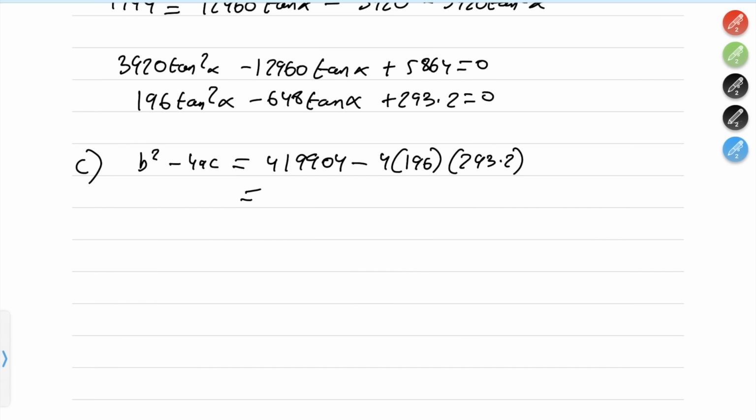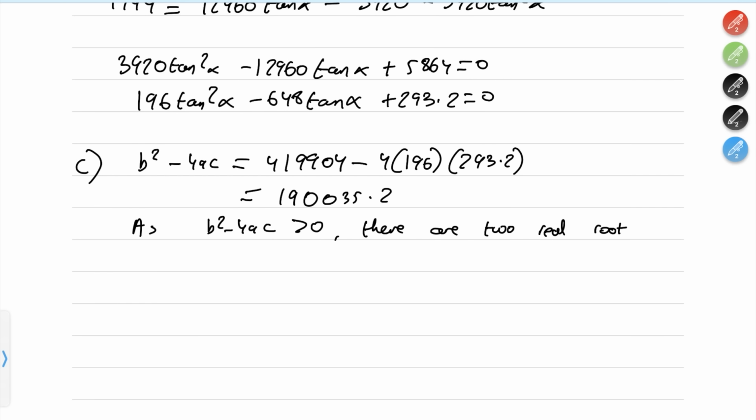So we're going to do minus 4 multiplied by 196 multiplied by 293.2. And that gives us an answer of, this is just a positive answer, 190,035.2. So as b squared minus 4ac is positive, there are two real roots to this equation. What I am going to do quickly is check that these roots are positive. Because it is involving tan, I think it's safer to make sure that these roots are possible. So I'm going to substitute this in.